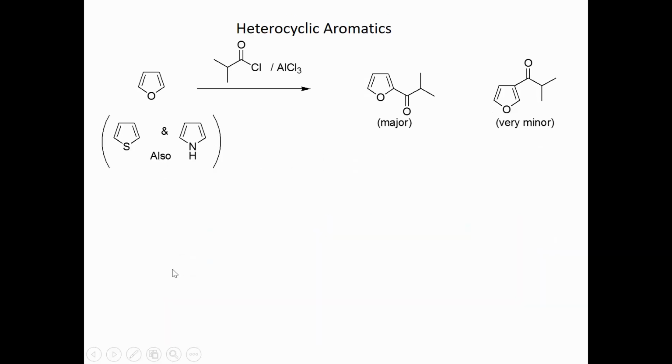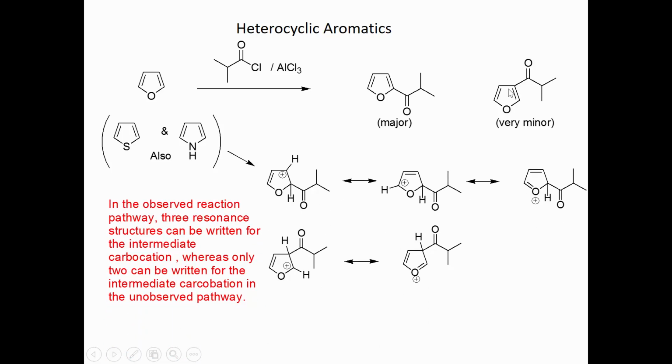All right, let's look at heterocyclic aromatics. I'm going to use furan as the example here, but everything I say for furan goes for thiophene and for pyrrole as well. Okay, so when we do electrophilic aromatic substitution on furan, we have 2 possibilities. We can substitute at the 2 position shown here, and this is the major product. A minor product is the one that comes from substituting at the 3 position.